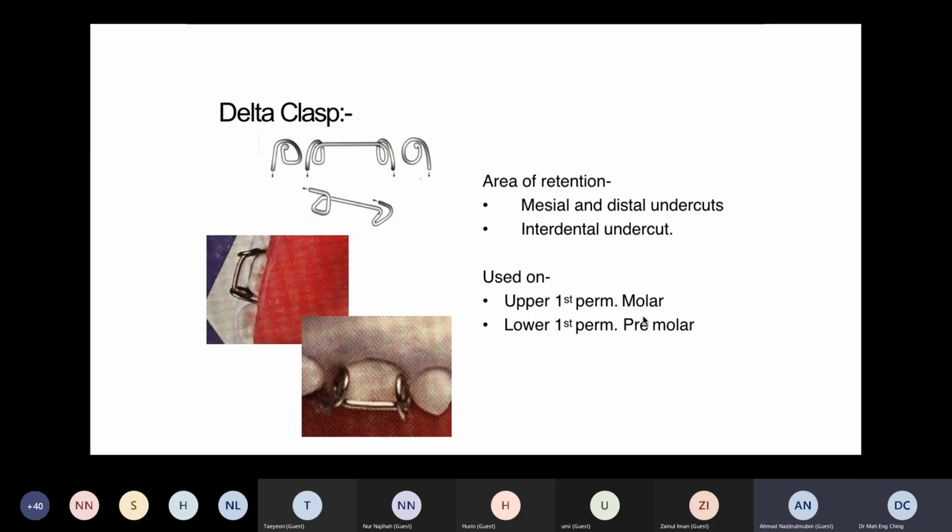Sometimes you can use them on the deciduous teeth also, not necessarily permanent, but most of the time we use them on permanent molars and premolars because they are stronger than the deciduous. But when it comes to mixed dentition, sometimes there is no choice, and we use them on the deciduous also.